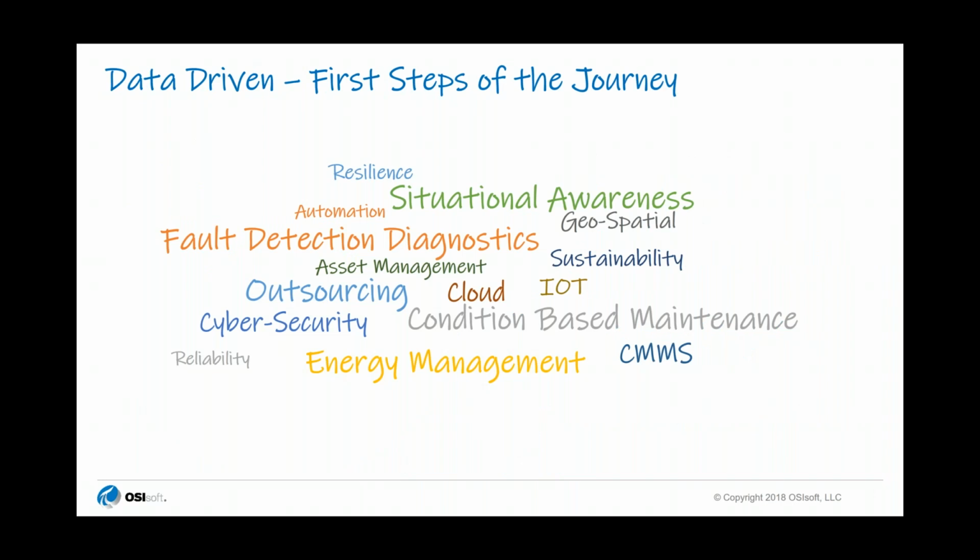So when I say data-driven, I think these first steps are, and you have to pick for yourselves. You can't pick them all. It's resilience. It could be situational awareness or operational awareness across large spatial areas. It could be geospatial awareness. It could be fault detection diagnostics. It could be around outsourcing everything from building automation maintenance to an ESCO performance contract. We have condition-based maintenance. Sometimes it's just things like CMMS. We really need a better handle on our asset and work management systems.